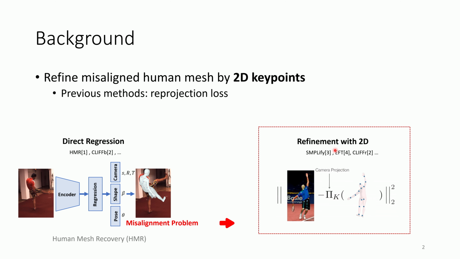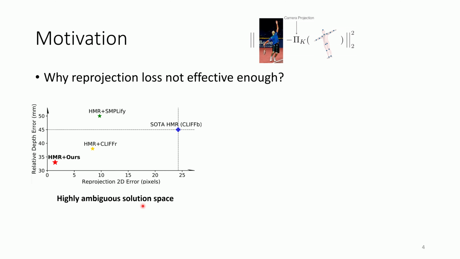First, optimizing solely on 2D reprojection does not account for depth ambiguity, so it is hard to find the optimal solution. Like here, although after SMPLify refinement it has a better 2D alignment, it sacrifices the depth accuracy. Therefore, can we explicitly model the joint depth?